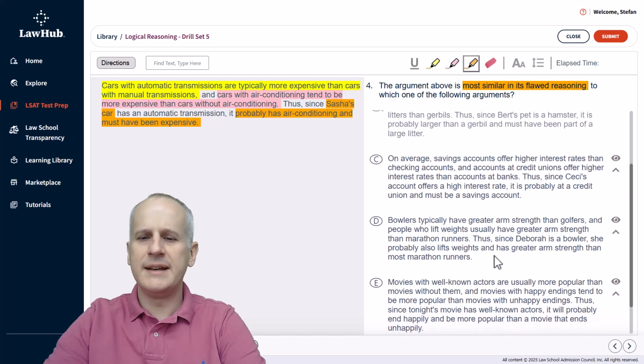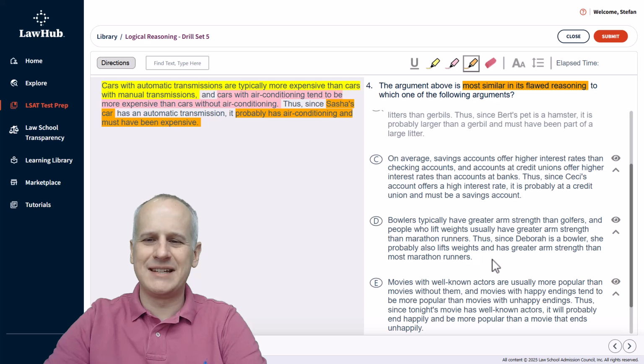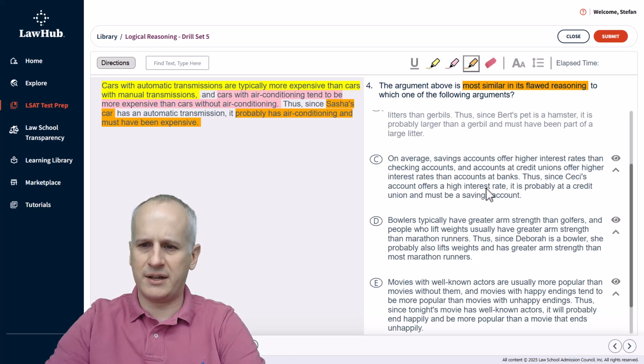Next, on average, savings accounts offer higher interest rates than checking accounts, and accounts at credit unions offer higher interest rates than accounts at banks. Okay, so we've got savings accounts offer higher interest rates than checking accounts, and accounts at credit unions offer higher interest rates than accounts at banks. Simple enough. Since CC's account offers a high interest rate, it is probably at a credit union, so credit unions offer a higher interest rate, probably, yep, and must be a savings account.